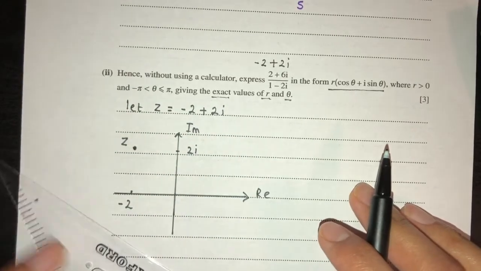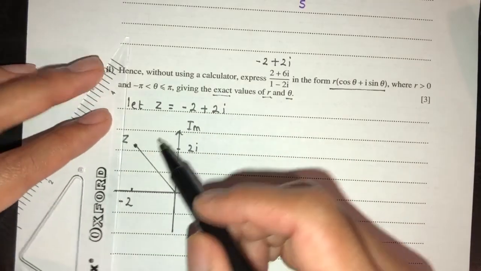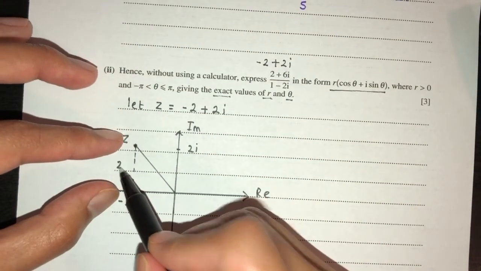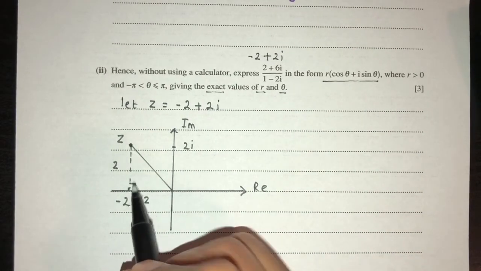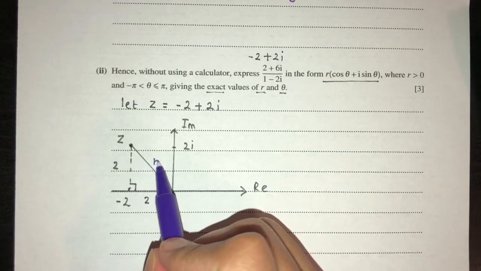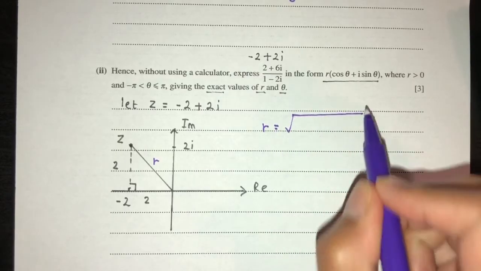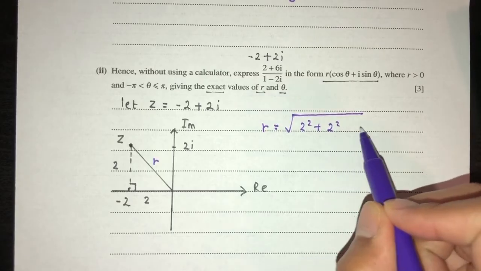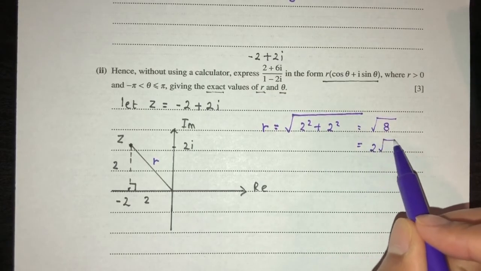Now by joining these two, you can see this height will be 2 and this base will be 2, and here we have a right angle triangle. So the value of r is actually this length. Okay, so r will be the length, which can be found by using the Pythagoras theorem, which is 2 squared plus 2 squared. That will be root of 8. That is equal to 2 root of 2.